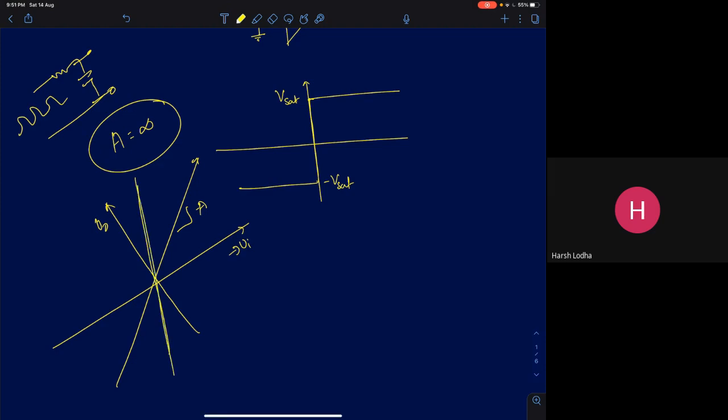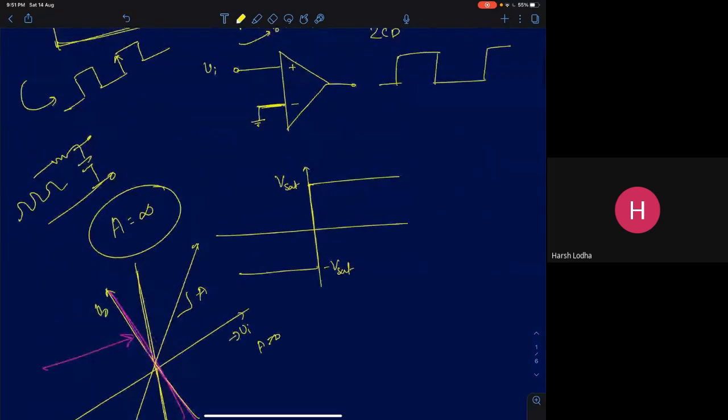What will happen when the gain becomes infinity? The graph will actually overlap with the y-axis. This will be your ideal operational amplifier's characteristic. But in practice, of course, the output voltage cannot go to infinity if we are limited by the supply voltages.